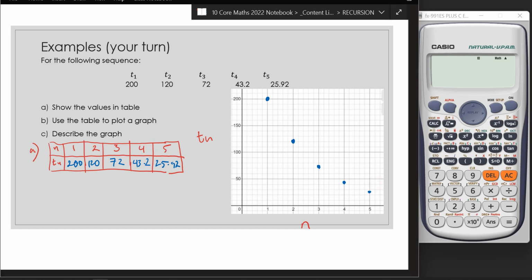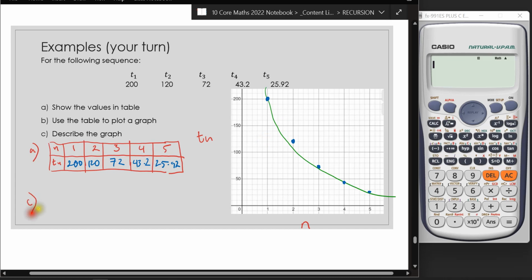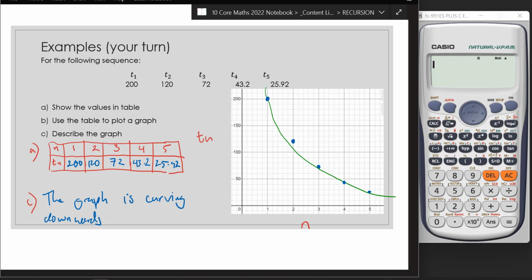Okay, so again, see how it's curving downwards because it's geometric. Okay, question C, describe the graph. So you say the graph is curving downwards. And that's really all I look for, I think, with these descriptions. Just write down whether it's curving up or curving down.